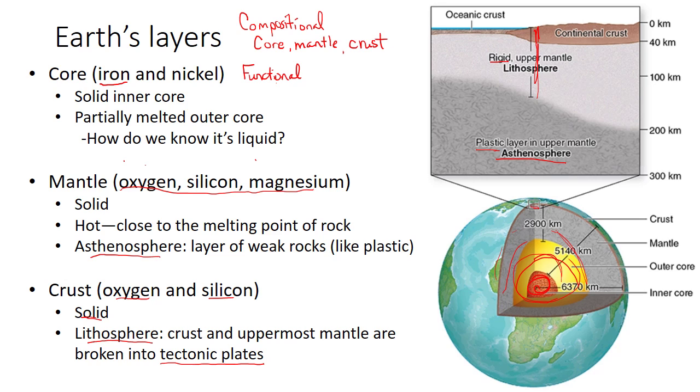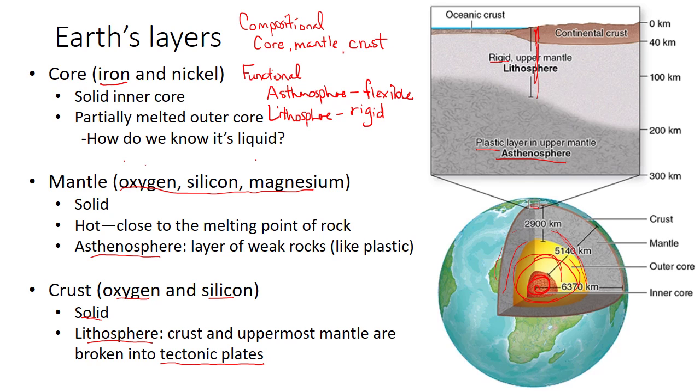And these are the layers defined by how they act. Okay, so we have the asthenosphere, and this is the one that's kind of flexible, the movable. And the lithosphere, this is the one that's rigid.